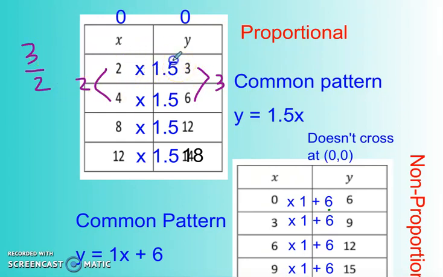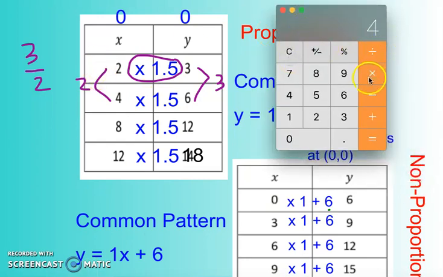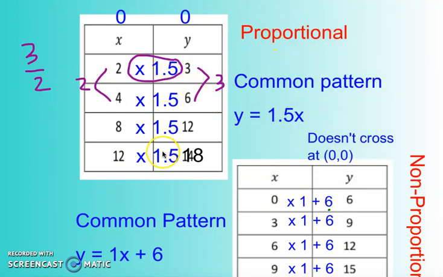And if you take that, does that work for each of the problems? If you take 4 times 1.5, does that work? Let's try it. 4 times 1.5, it works. How about 8 times 1.5? Oops, 12. So it works. And 12 times 1.5 is 18. So it does work. So there is a common rate of change in this one. Okay, so there's a common pattern, and that is multiplying by 1.5. So that's the first part, that it works.